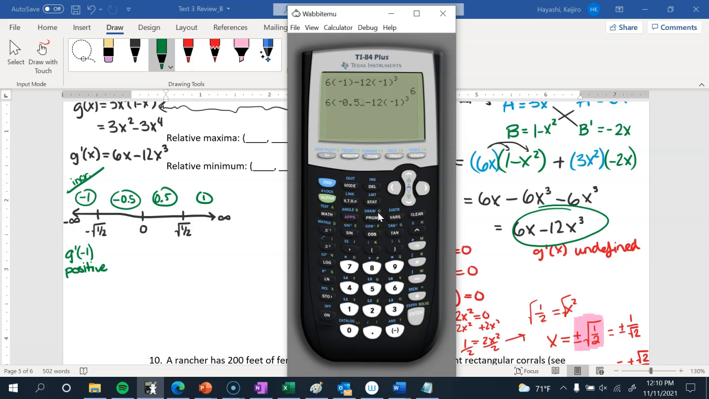What's up? Yeah, so you guys will be able to use graphing calculators on this test. Oh yeah. Not exactly, no, but here, hold on.